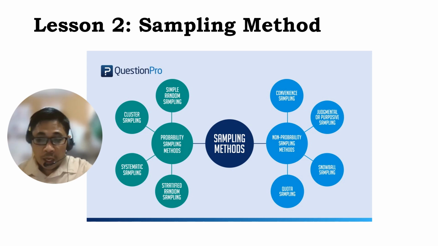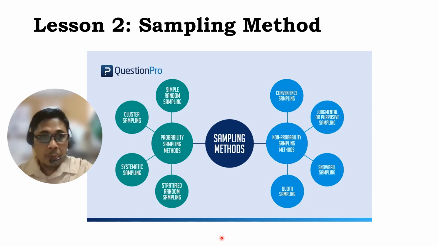So these are two types of sampling methods. First is the probability sampling methods, this one. The second one is the non-probability methods. So there are also examples of methods under this category.